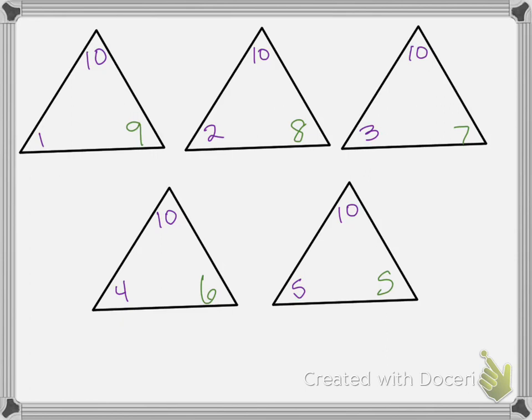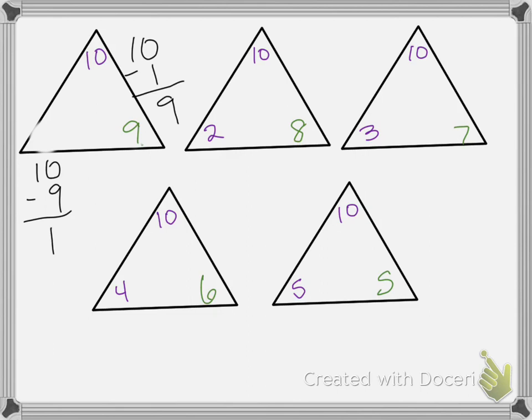I will cover one of the add-ins. Remember, add-ins are the numbers we add together. So if I cover up this number here, and I wanted to find the missing add-in, well, I would think 10 minus 1 equals 9, because that was the other fact. I could also say that 10 minus 9 equals 1 if I covered up the other add-in.